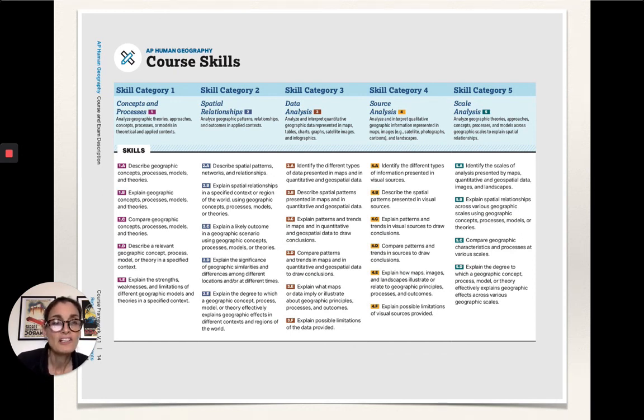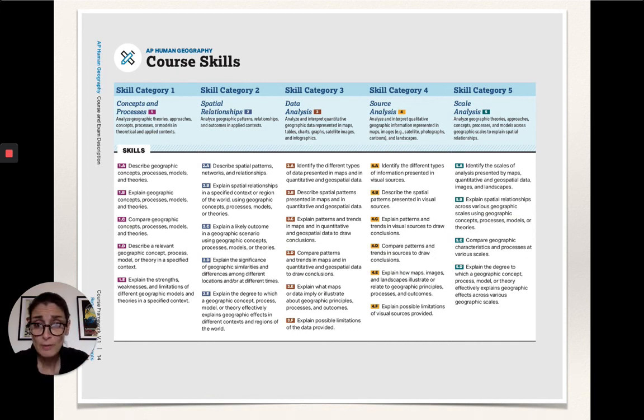And then the final one is explain the degree to which a geographic concept, process, model, or theory effectively explains geographic effects. So how does this theory, does this concept really explain what's happening? And so let's take functional nodes and functional regions. You could apply functional regions on top of this kind of virus tracking and really track what happened and where it might go next. And that's one of the things epidemiologists are doing right now.